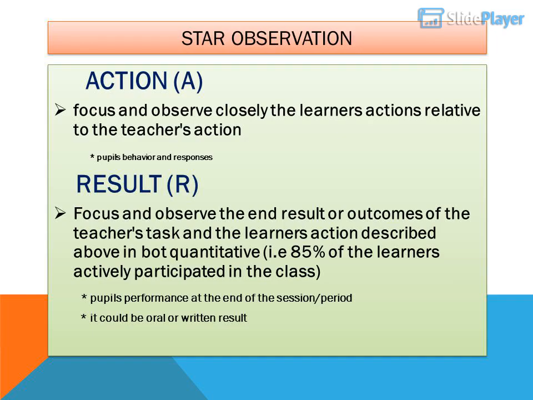Action, A. Star observation. Focus and observe closely the learner's actions relative to the teacher's action: pupils' behavior and responses. Result, R. Focus and observe the end result or outcomes of the teacher's task and the learner's action described above, in both qualitative and quantitative terms, i.e., 85% of the learners actively participated in the class. Pupils' performance at the end of the session or period could be an oral or written result.